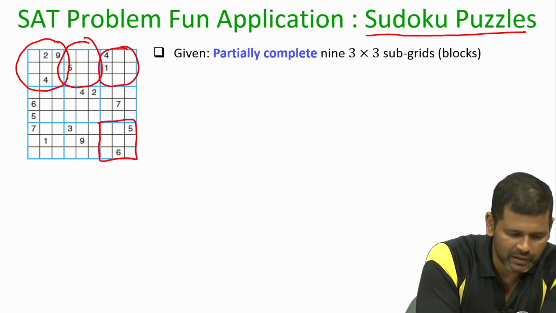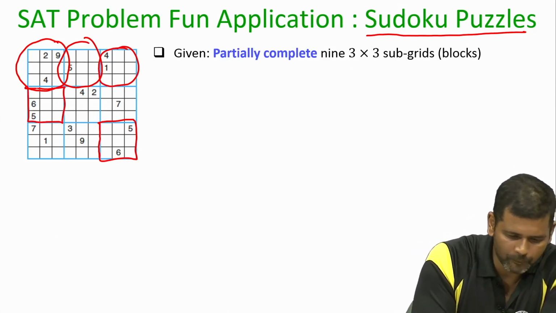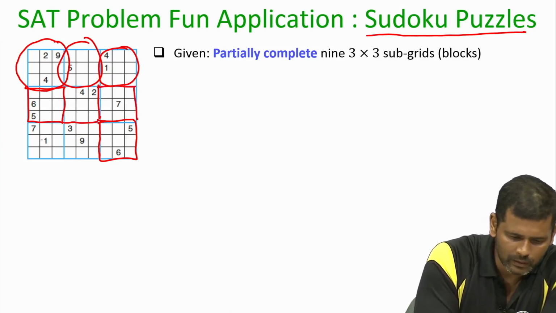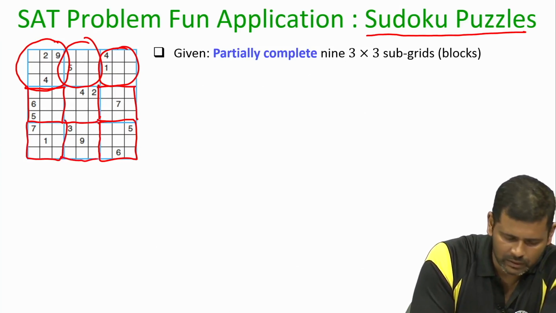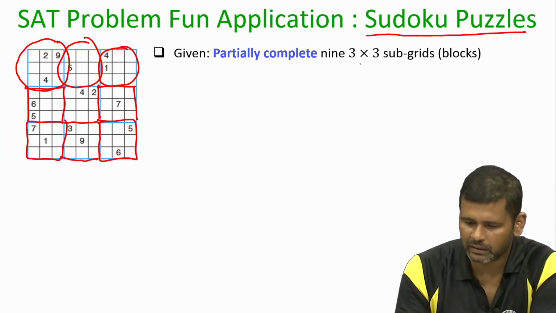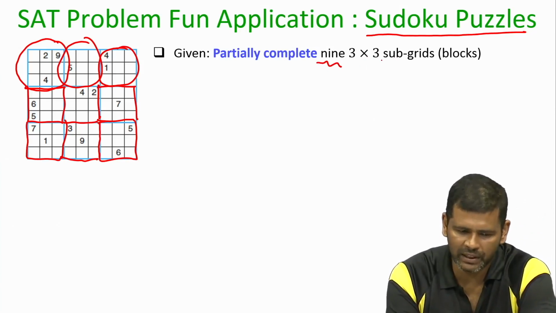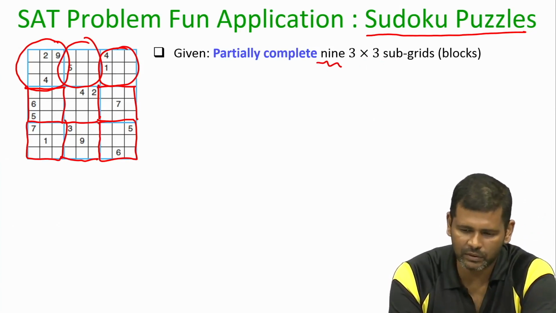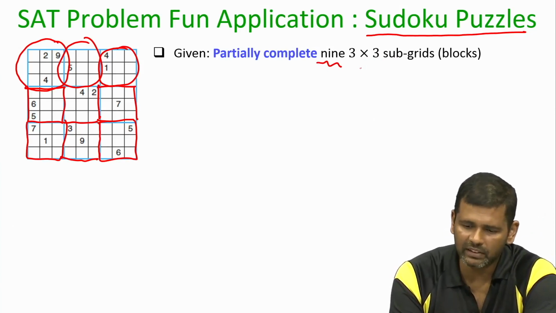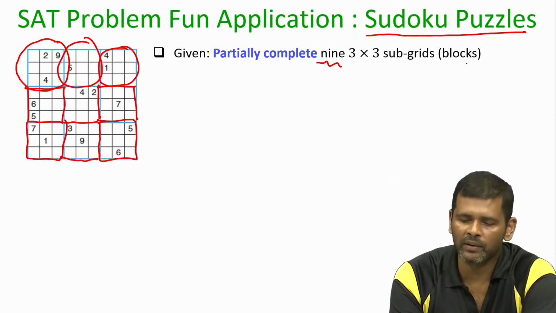You are given 9 such subgrids. Well, you can generalize it to any n cross n. I am taking here the case of 9 3 cross 3 subgrids, but it can always be generalized to higher dimensions. This is just for simplicity here. So, each 3 cross 3 subgrid here will be called a block.